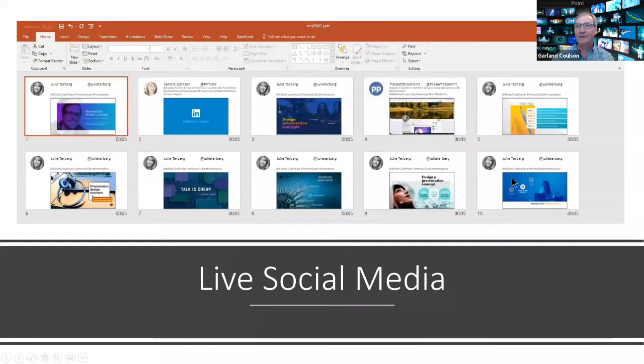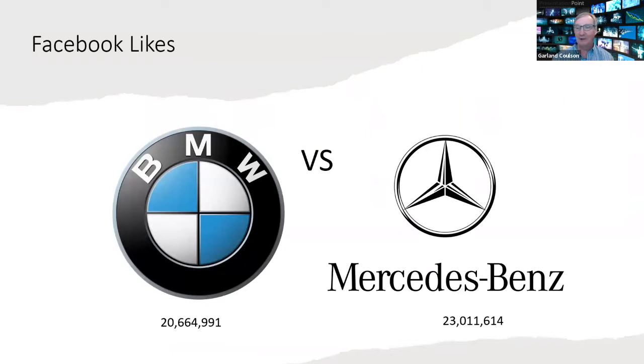You can also show live social media on your screens, which can be a great way to do this. You could pick up, for example, all the posts about your event. You could show them live on a massive Twitter wall. One example is you could be showing your Facebook likes in real time. You can show how many people like your pages. Here we're showing BMW versus Mercedes. Mercedes is ahead on that one, and this would update in real time. You can connect it in real time to their Facebook pages and it will update this number as often or as fast as you want.